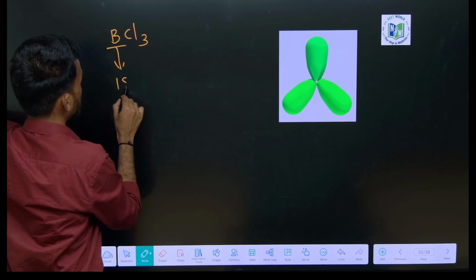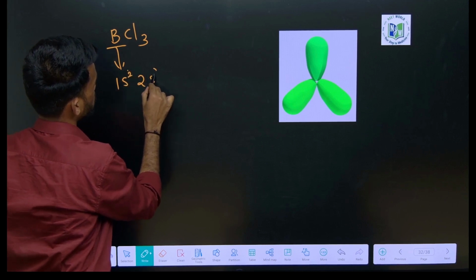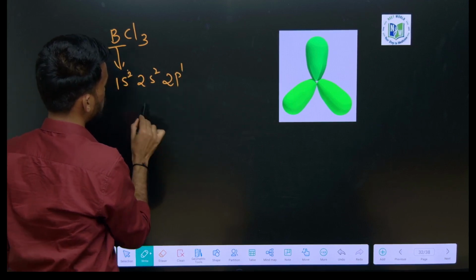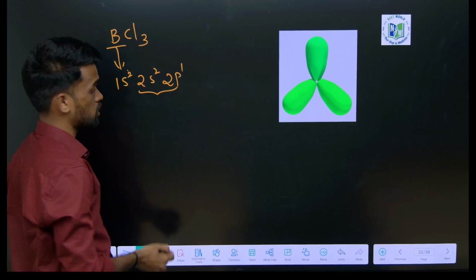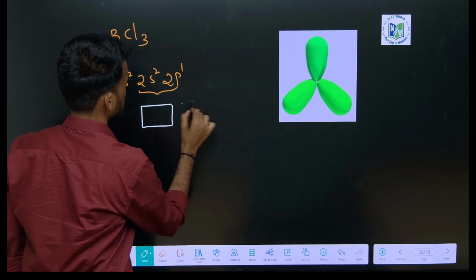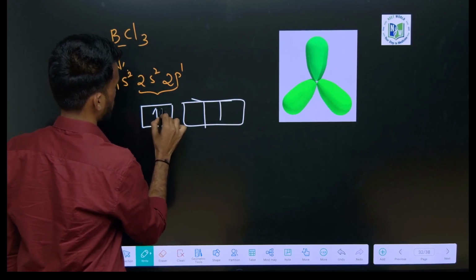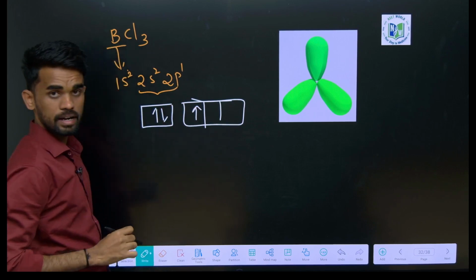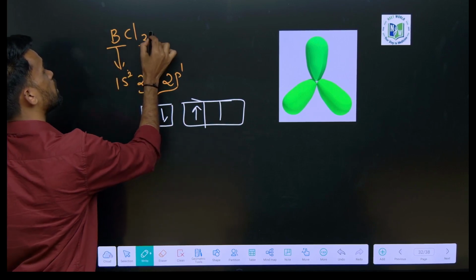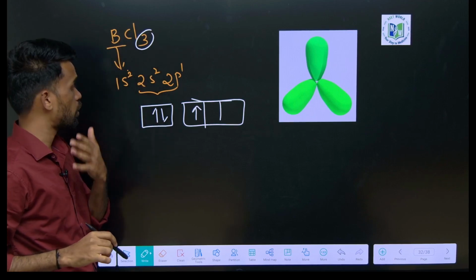It is 1s1, 1s2, 2s2, 2p1. So we have to consider only the valence electronic configuration. You can write it like this, right? So after writing this, see how many surrounding atoms are there? Three surrounding atoms are there.